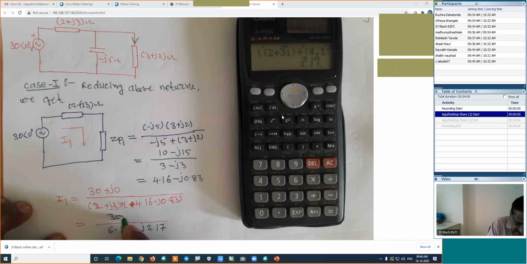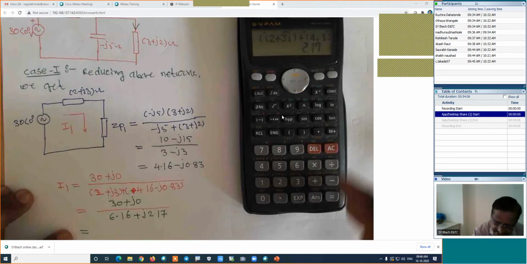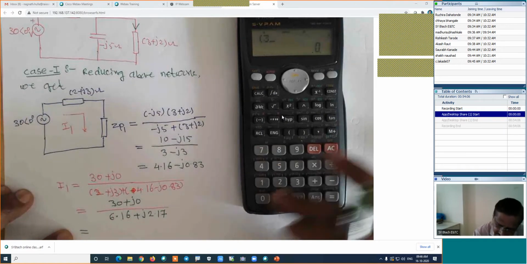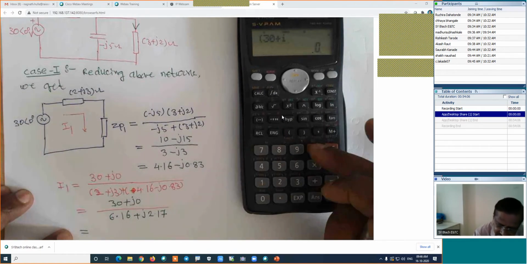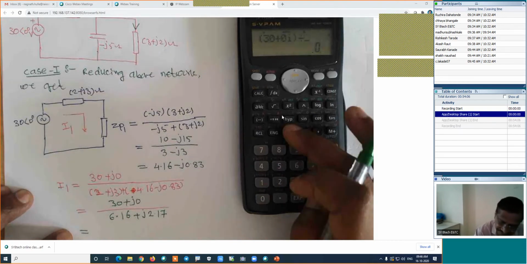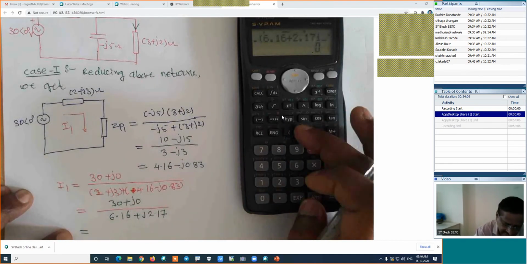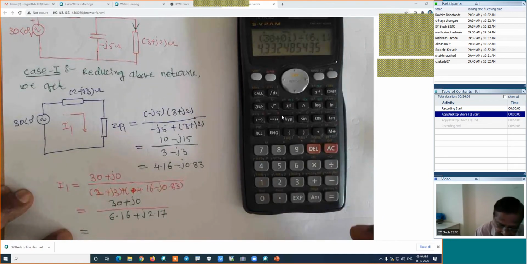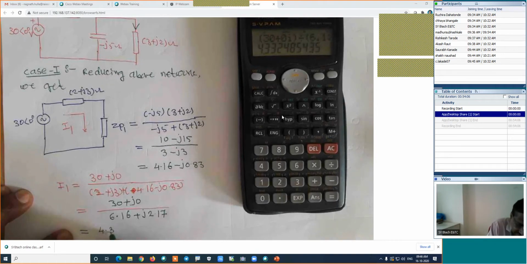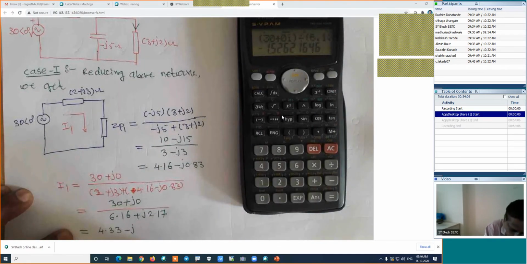And this value is 30 plus J0 in the numerator. Then I will find this division, which gives the current. 30 plus 0I divided by (6.16 plus J2.17). Carrying out this division, the real part of the current is 4.33 and the imaginary part is minus J1.52. This is the total current I1.